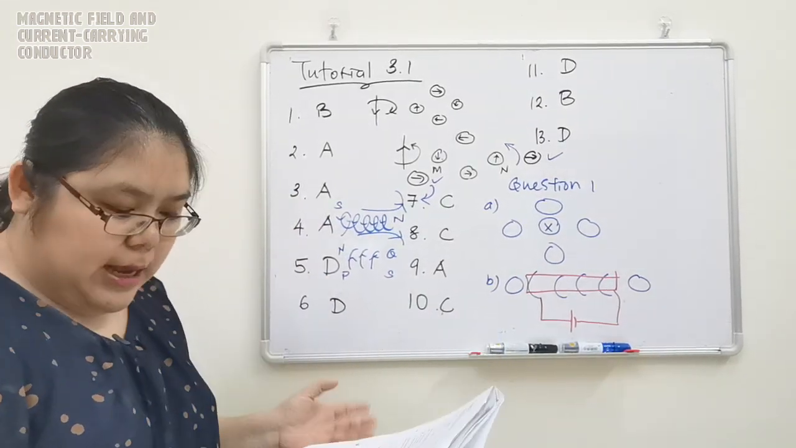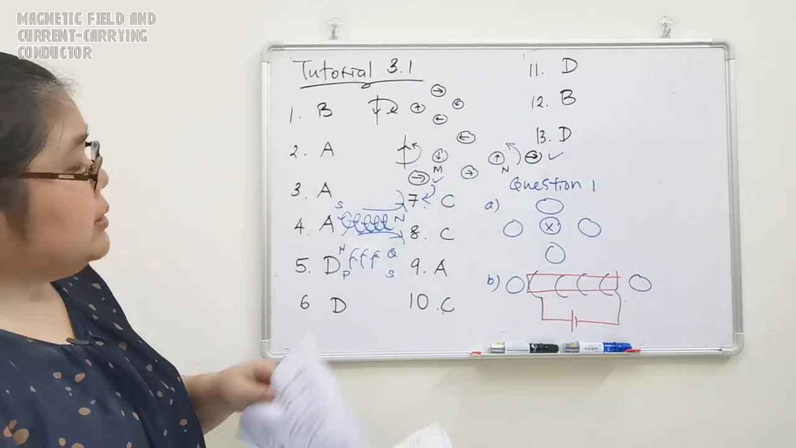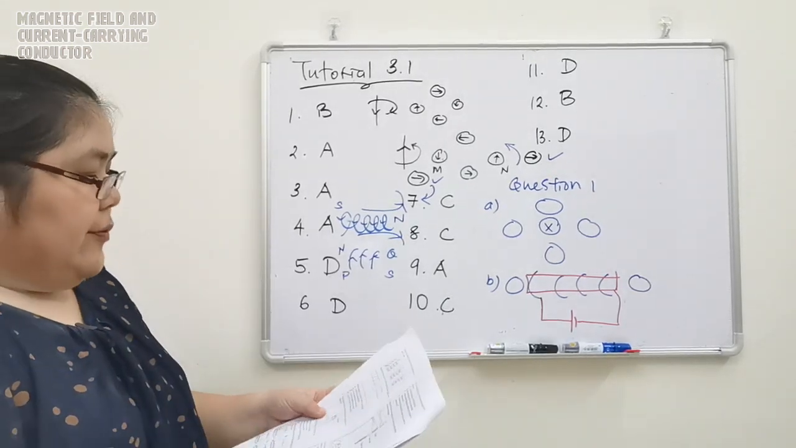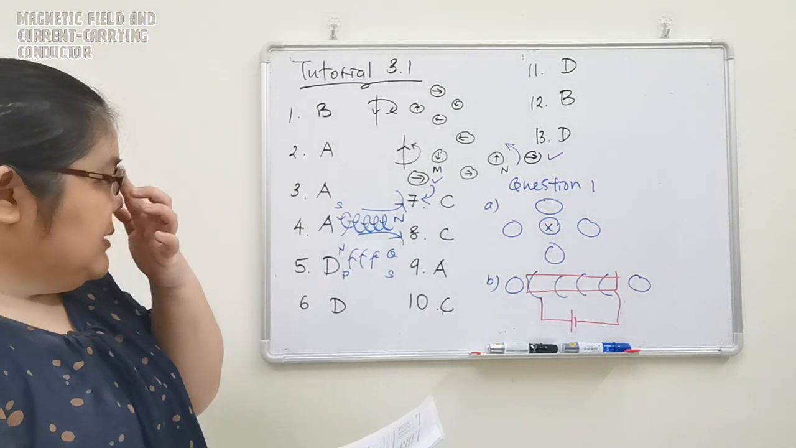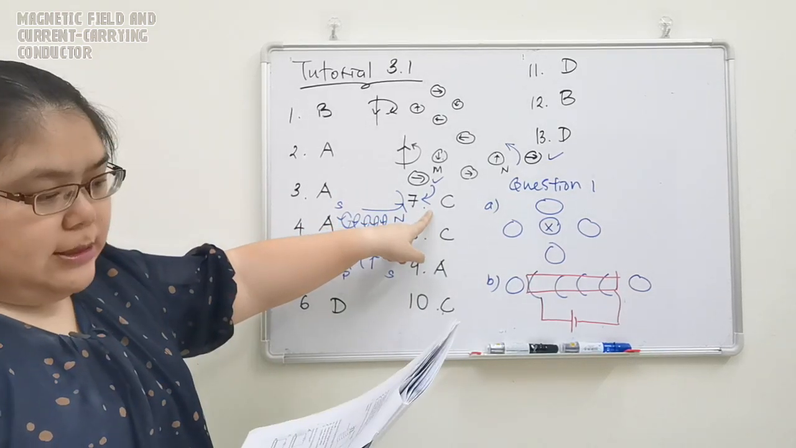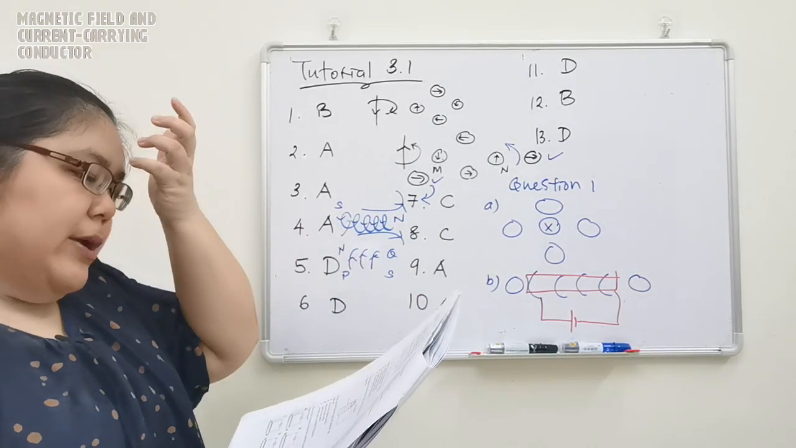Okay, number 6, I think you can try yourself. The answer is D. After that we got 7. 7 is a C. Okay, number 8, I explain number 8.